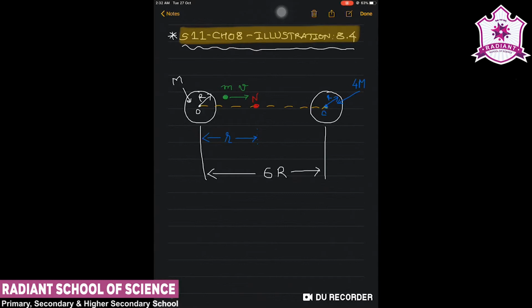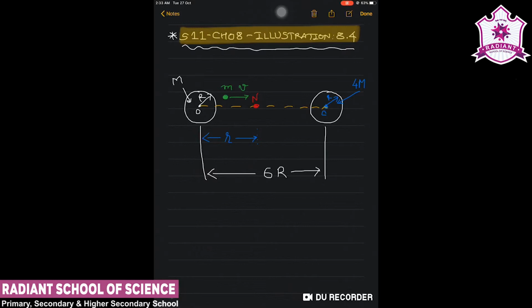So as shown in the figure, we have two spheres of the same radii, but the left side sphere has mass M while the right side sphere has mass 4M. Now we project a small object, that is small m, with velocity v, and the separation from center to center is given as total 6R.